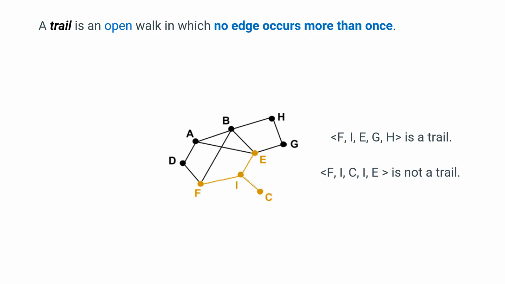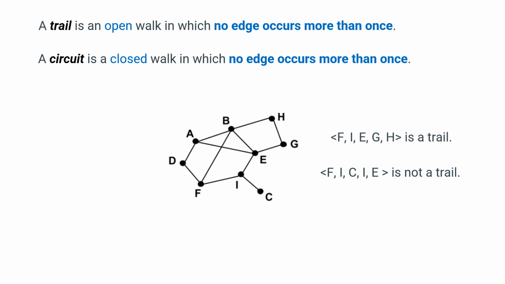This, however, is not a trail. FICIE. That's a walk because I can walk F to I to C, C to I to E, but it's not a trail, right? Because that edge IC occurred more than once. We would have been walking on that edge more than once, so we would not consider that a trail.